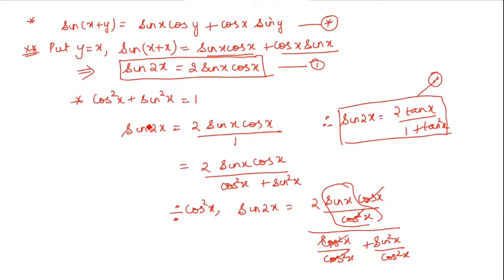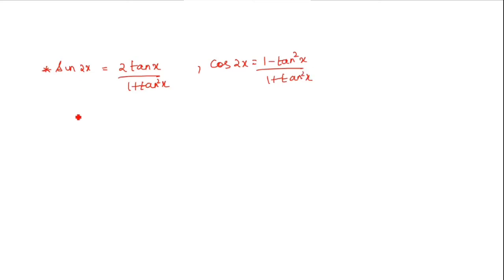When I tell you sin 2x, these two formulas should come to your mind. The main formula is 2 sin x cos x. The formula in terms of tan, 2 tan x by 1 plus tan square x. So we know that the sin 2x formula in terms of tan is 2 tan x by 1 plus tan square x. And the cos 2x formula in terms of tan is 1 minus tan square x divided by 1 plus tan square x.